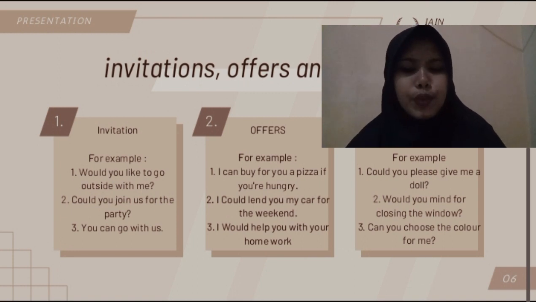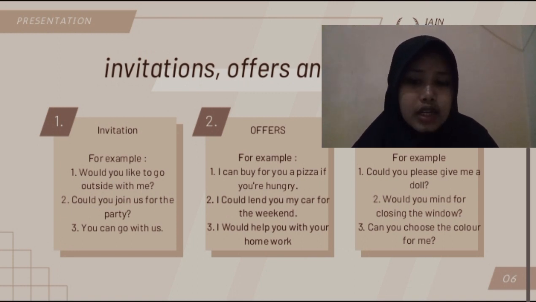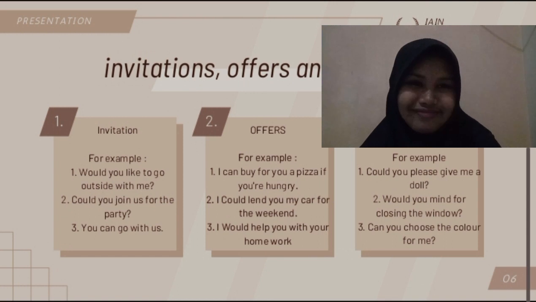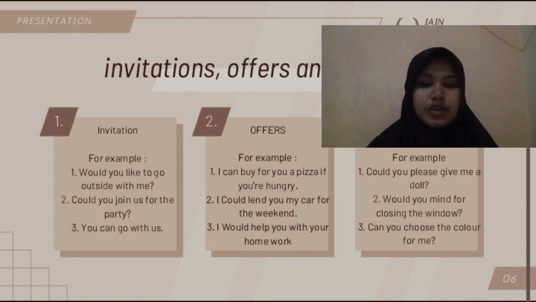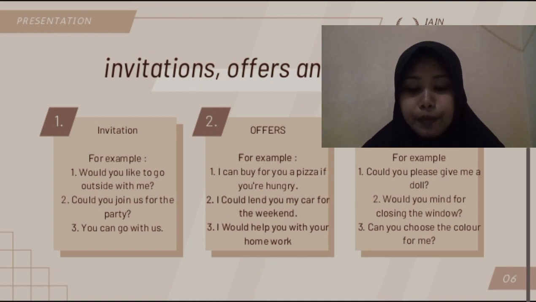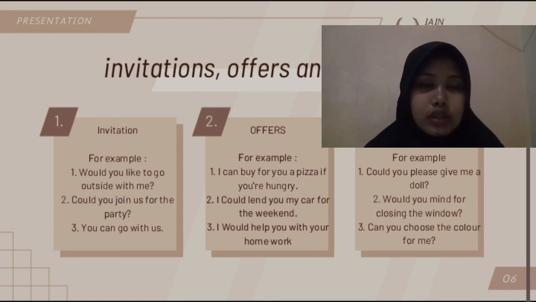For the first is, would you like to go outside with me? Which means that I invite him or her to go outside. And the second one is, could you join us for the party? Which means that we suggest her or him to join the party together. And the third is, you can go with us, which means that I invite him or her to go with us together.